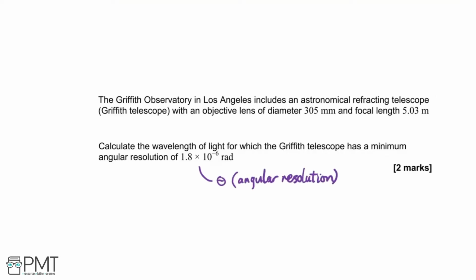So this 1.8 times 10 to the minus 6 radians is the angular resolution, and the 305 millimeters is the lens diameter. Now the equation that we're going to need to use is theta equals lambda divided by d, where lambda is the wavelength of light, and the other two variables are given to us. So we need to rearrange this equation to make lambda the subject.